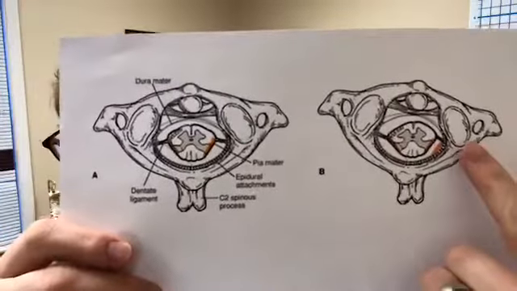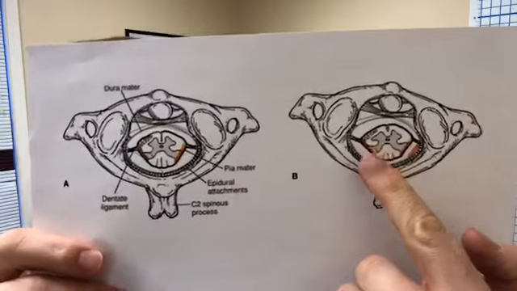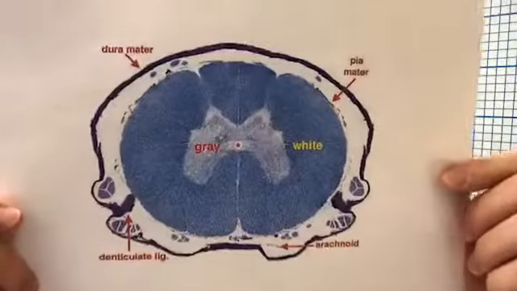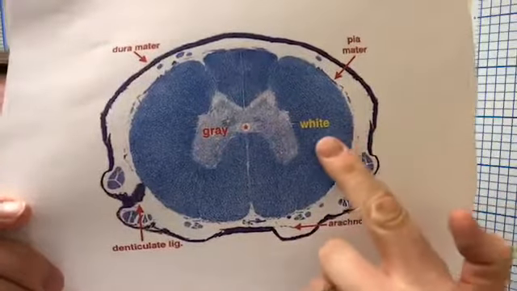And so when the bone twists or goes out of place, these little ligaments can tug and pull on the cord. What does that do? It distorts the cord. Why is that a problem? Well, because if we look here at the cord itself, here is a cross section of the brainstem, of the spinal cord.